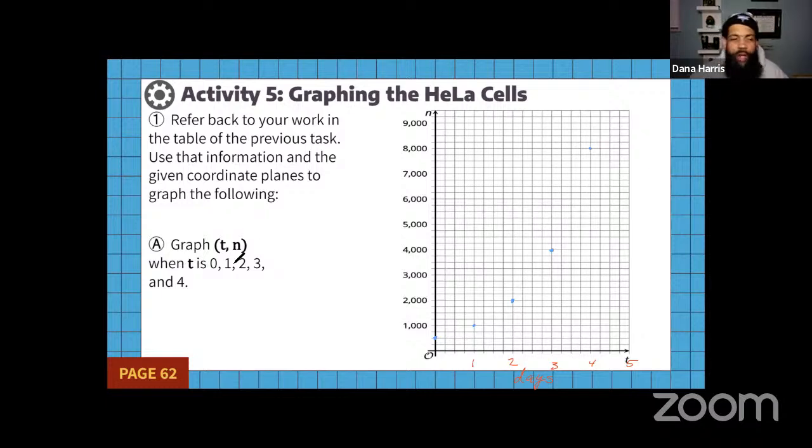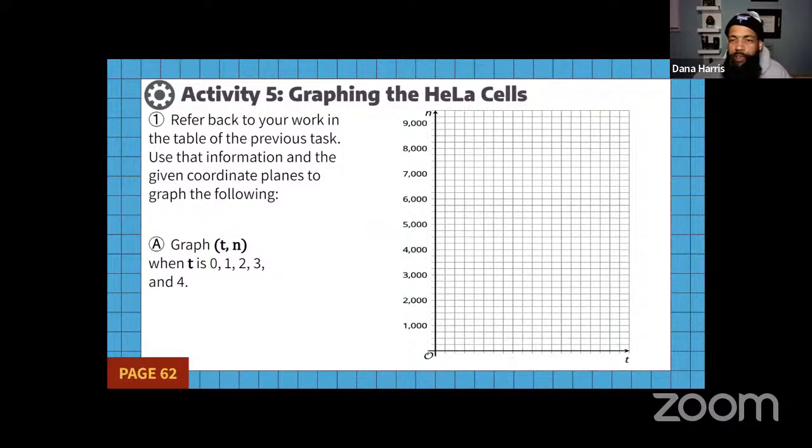So that would be the graph for t equaling 1, 2, 3, and 4. And the number of cells, so we could label this number of cells. I keep saying TeLa cells, it's HeLa cells. All right. So that's what the graph looks like. Okay. Now let's look at the second one. So this is the one where it starts out with 500 and it doubles every hour.